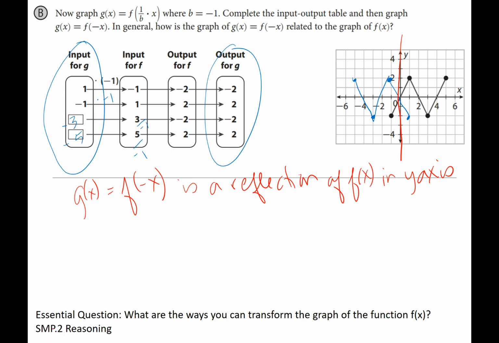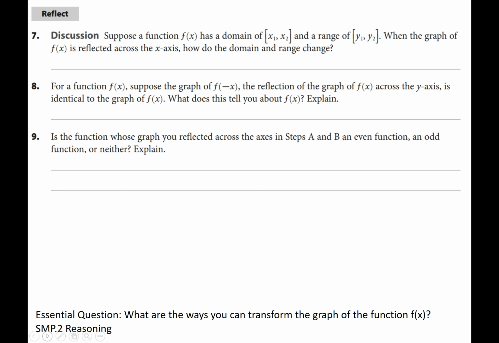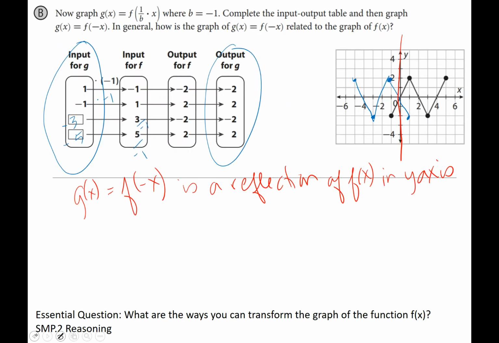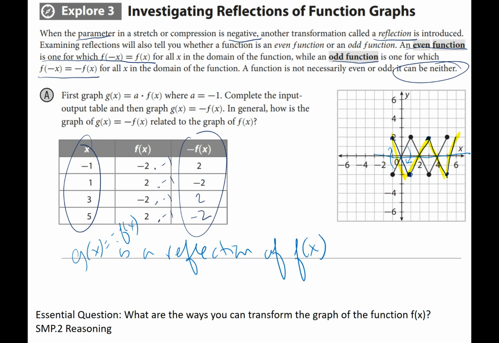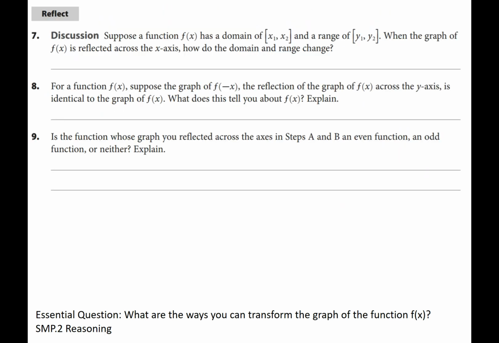All right, so let's reflect on that just a little bit, and then that's going to be it for today. So suppose a function f has the domain of x sub 1, x sub 2, and a range of y sub 1, y sub 2, and the graph is reflected across the x-axis. How did the domain and the range change? Got it. So did our domain change? Doesn't look like it. Did our range change? Doesn't look like it. So there was no effect on domain and range. No change in domain or range.